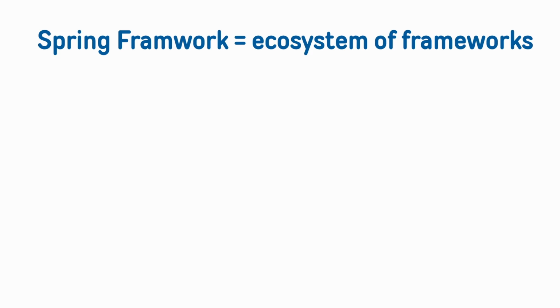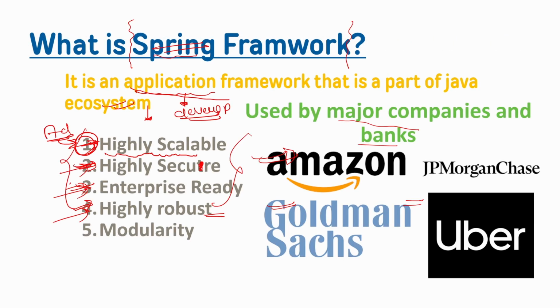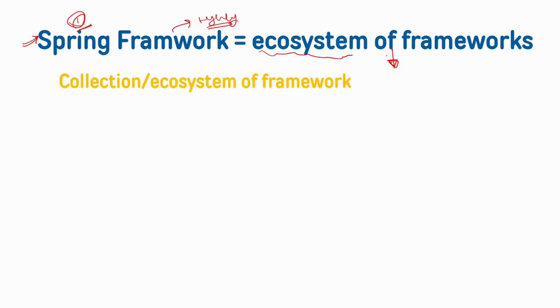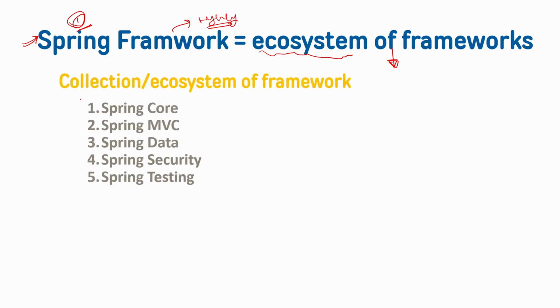So now we understand that Spring is an application framework used by major companies, and it is highly scalable, highly secure, enterprise ready, highly robust, and highly modular. When we say the Spring framework, it is not just one framework, it is an ecosystem of frameworks. Since Spring follows a highly modular approach, the Spring framework is a collection, or ecosystem, of frameworks.